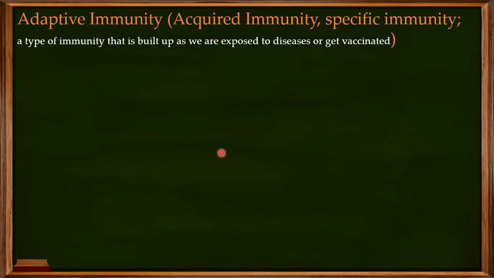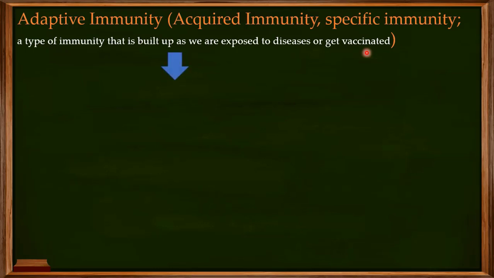The second arm of the immunity is known as the adaptive immunity. It is also known as the acquired immunity, it is also known as the specific immunity, and this is a type of immunity that builds up as we are exposed to diseases or we get vaccinated. So this kind of immunity is a specific one. Say for example, if you are getting a vaccine against a particular pathogen, the immunity is going to develop against that specific pathogen. Therefore we call this adaptive immunity the specific immunity.